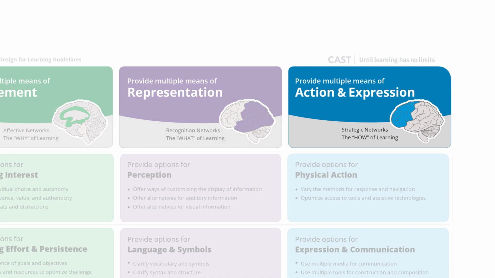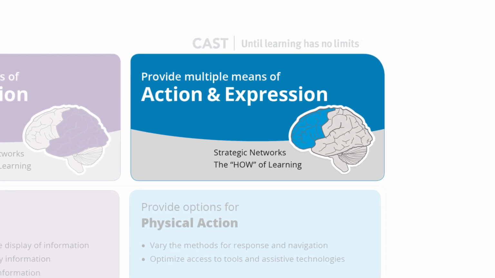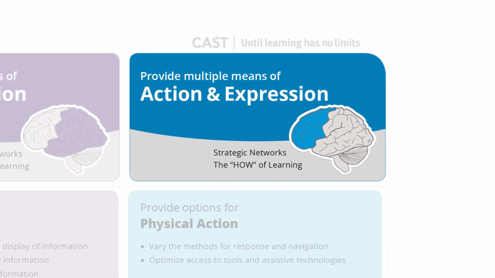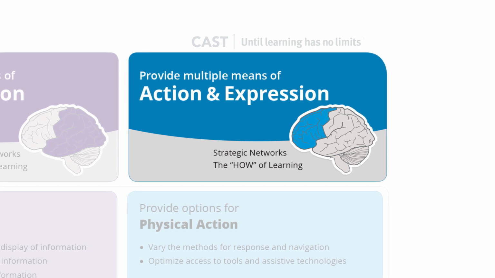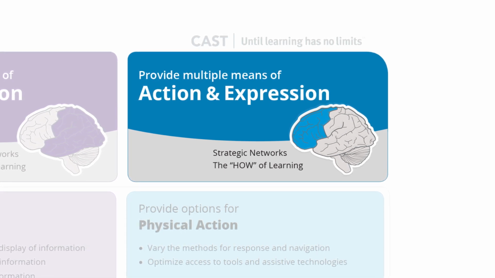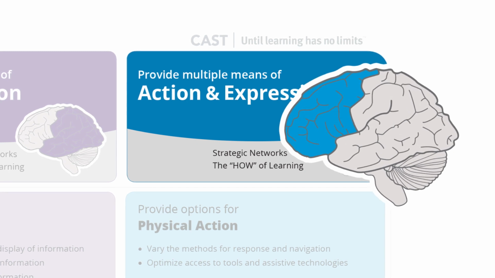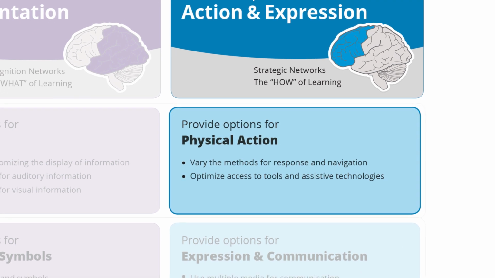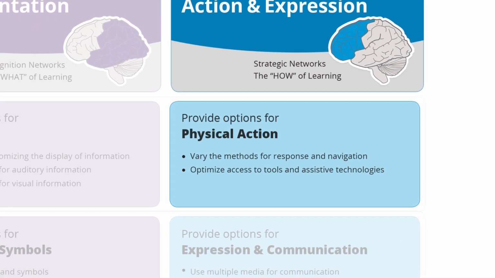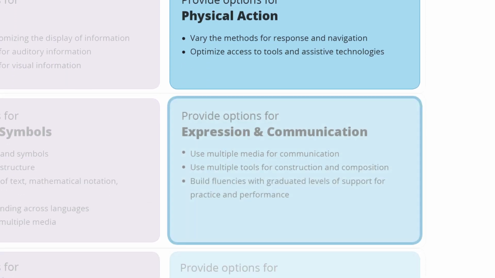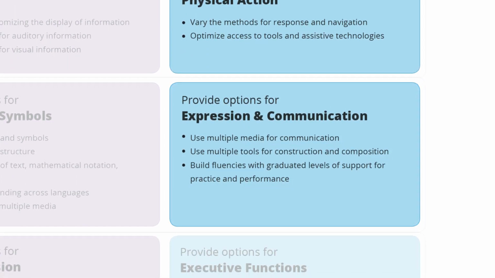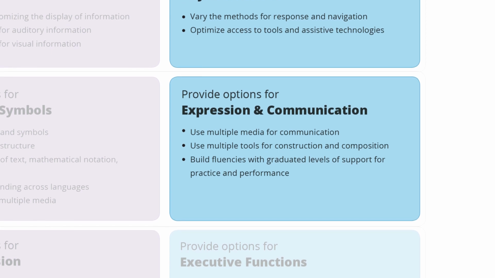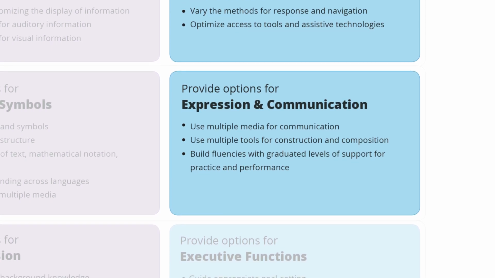Okay, so we've engaged learners, we've represented our content in multiple ways. Now we want to make sure we're providing multiple means of action and expression, that to the best of our ability, we are providing options and choices for how learners show us what they know. This principle is about making sure the strategic networks in the brain have a way to organize and act on our content. We can do that by providing options for physical action, meaning that every learner physically has a way to respond. Next, we want to provide options for expression and communication, options for how learners can express themselves and let us know the skills and knowledge they've gained.